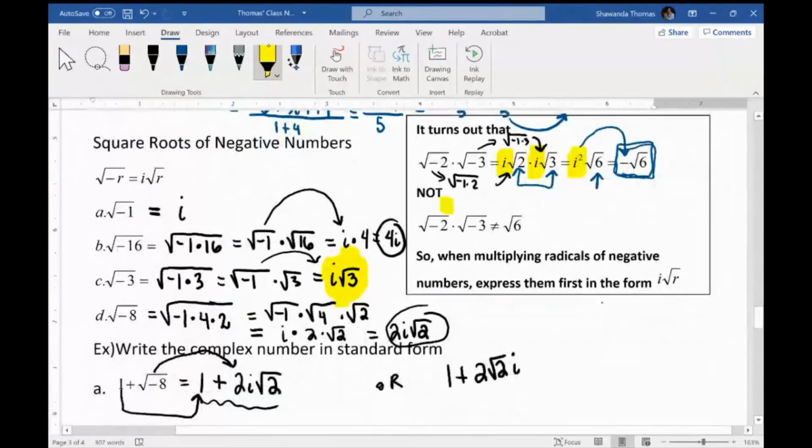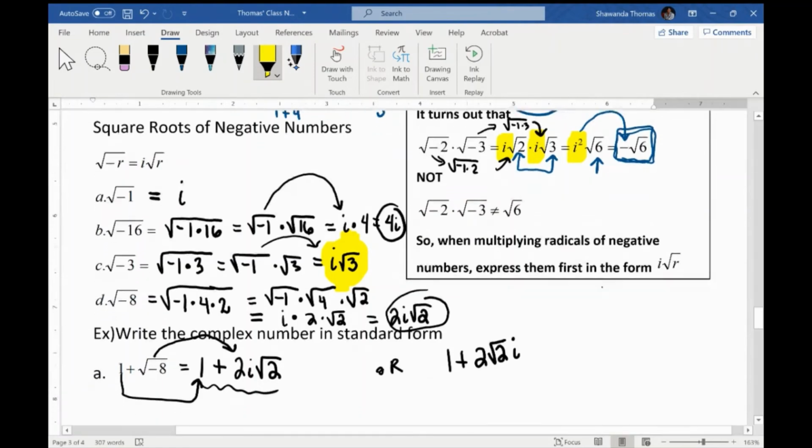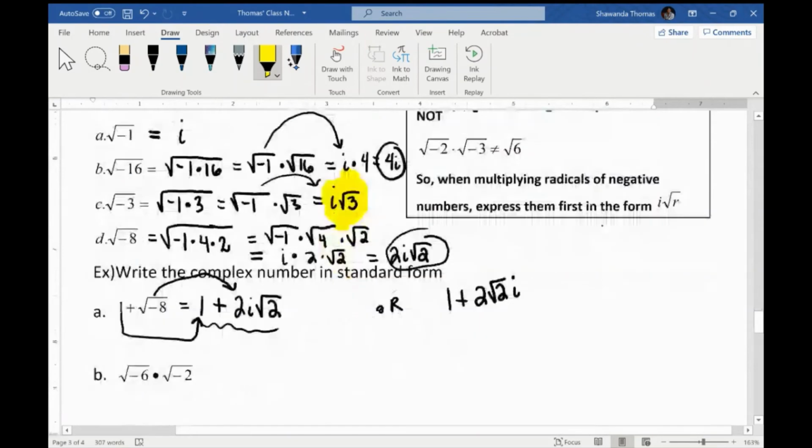If these numbers were positive, we could just multiply what's under the radical times each other. But with them being negative, we have to convert them to imaginary numbers first and then simplify.